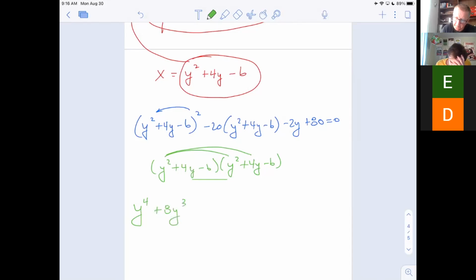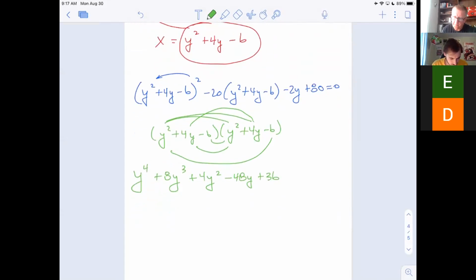So that's the dangerous part. Try to make sure I got all of them. And then let's see, y squared terms. I have minus 6y squared minus another 6y squared, which is minus 12. And then 4y times 4y is a 16y squared. So I have 16 minus 12. I think that's 4y squareds. Ooh, that's dangerous. And then minus 24y minus 24y, and then minus 6 times minus 6. I think I got that right, but I'm really not sure about that. And then minus 20 times y squared, and minus 20 times 4y, and minus 20 times minus 6, and then minus 2y plus 80.